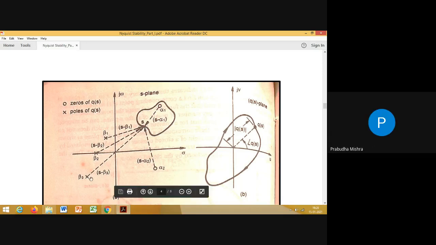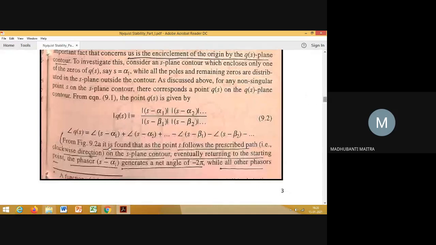That is valid for all these poles and zeros which are not enclosed by this closed contour. Only one zero is enclosed by this contour, and hence the net change in angle of this QS phasor, that is delta QS, will be equal to minus 2 pi. Minus 2 pi for this particular phasor, and delta of this will be 0, delta of this will be 0, delta of this will be 0.